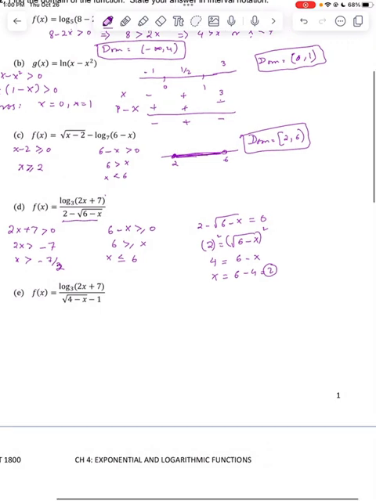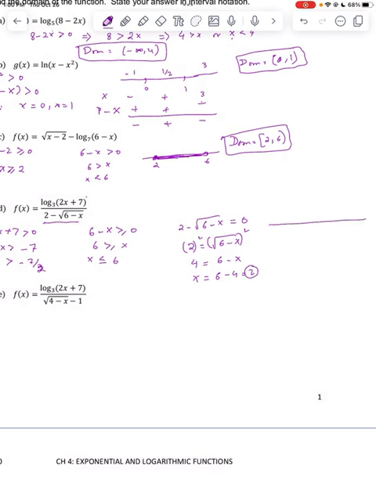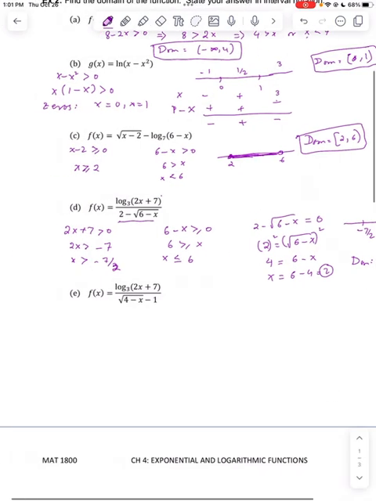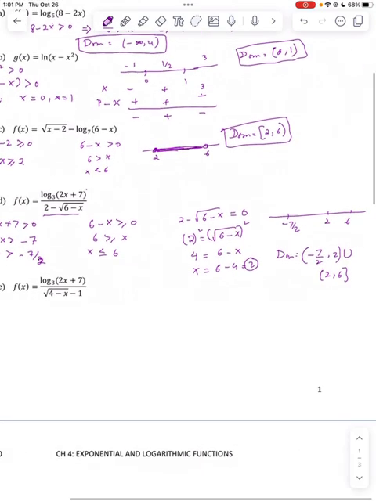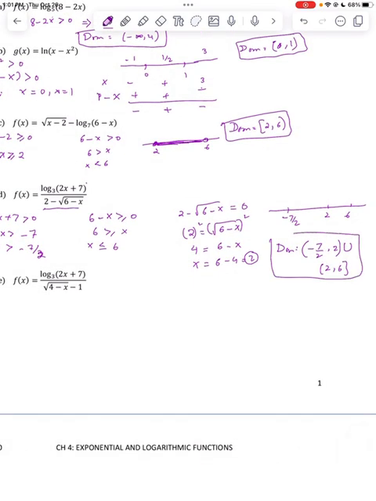So we have negative 7 over 2. Somewhere here we have 2 and then somewhere we have 6. So the domain is basically between negative 7 over 2 and 6, but we have to throw away the 2. So the domain, so this is how we find the domains. Well, next one is exactly similar as part D, so I will leave it for you to do it.